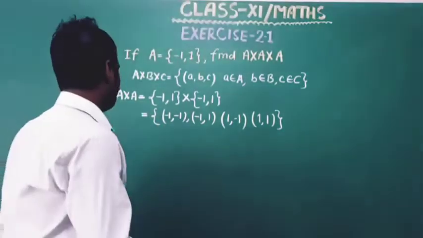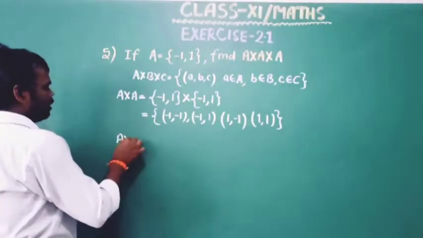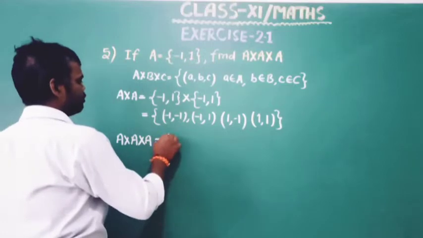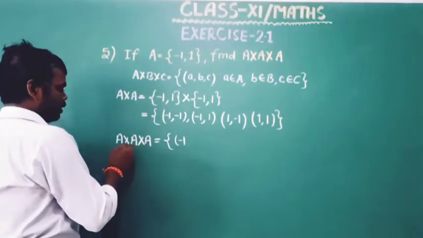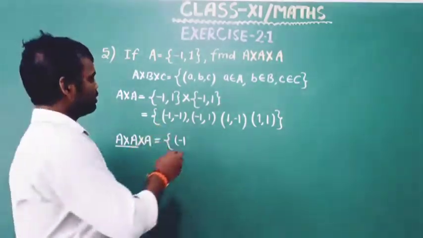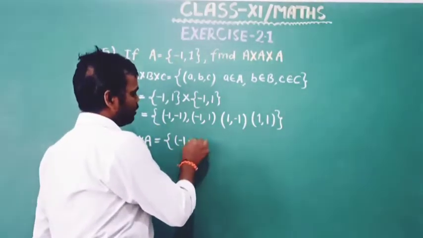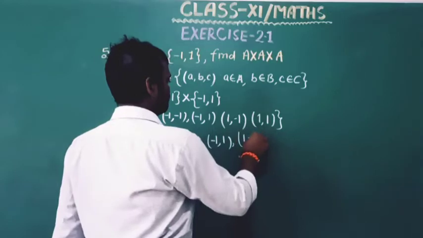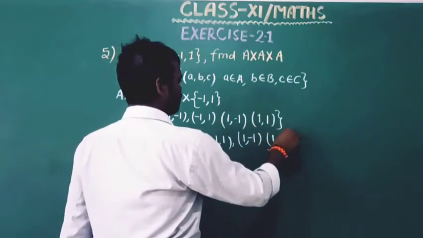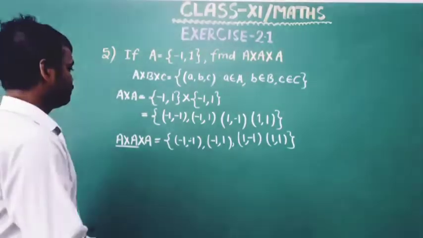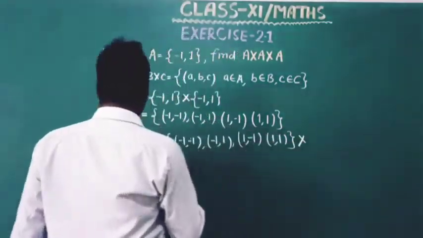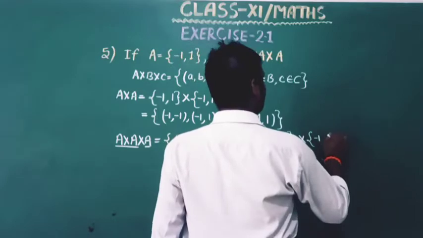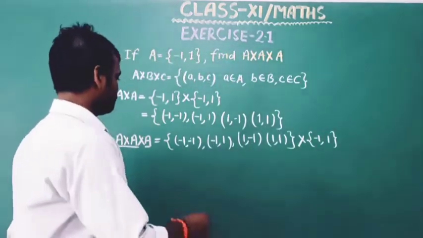Now we find the Cartesian product of three sets, A cross A cross A. Here we have found A cross A, which is {(-1, -1), (-1, 1), (1, -1), (1, 1)}, and we take its product with set A, the set A being {-1, 1}.